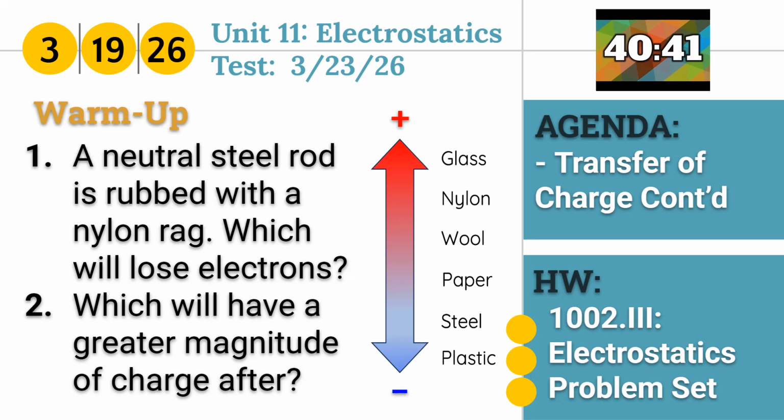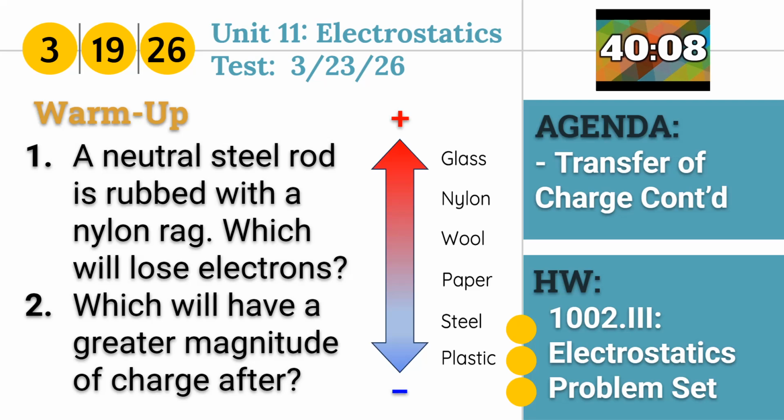Number 2 says which will have a greater magnitude of charge after. Well, guys, if they start out both of them neutral, that means that they both have the same number of protons and electrons initially. And so all that's happening here is that some of the electrons are transferring, specifically transferring away from the nylon and into the steel. But it's the same number. And so let's say the nylon loses 13 electrons. Well, then the steel has gained 13 electrons.